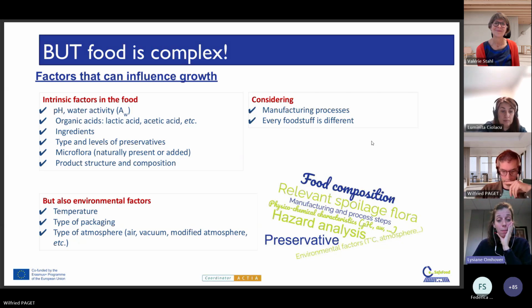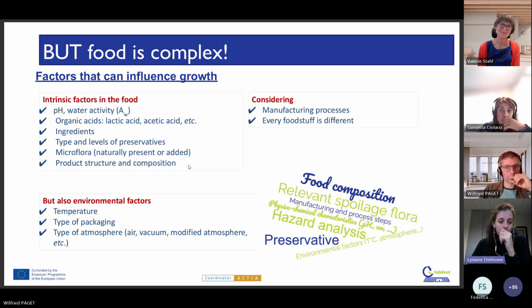However, food is a complex environment. There is not only temperature, water activity, and pH. There are some other intrinsic factors in the food, such as the presence of organic acids, like lactic acid or acetic acid, for example. The presence of ingredients can also influence the growth of microorganisms, as can the type and the level of preservative. The presence of microflora can also influence the growth of pathogenic or spoilage flora, and the product structure and composition can influence the growth of microorganisms.